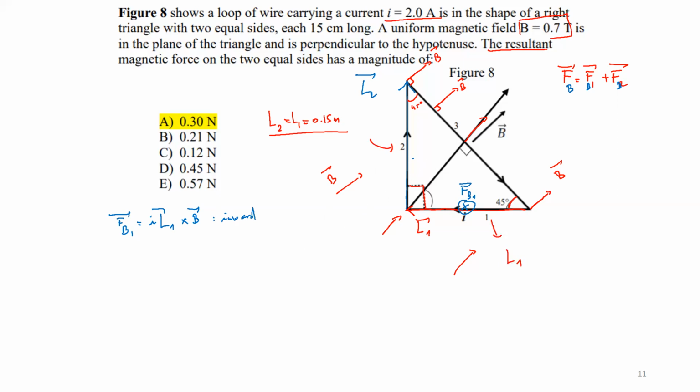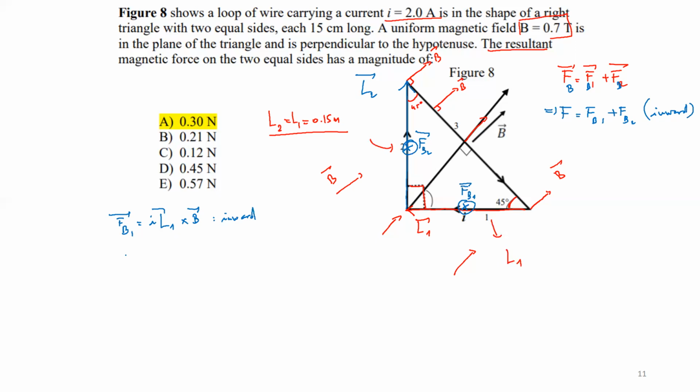What about FB2? The direction of FB2 is also inward. Use the right-hand rule. Okay. FB2 inward. So FB will be inward, because it's just FB1 and FB2. FB will be FB1 plus FB2. And of course, it will be inward.